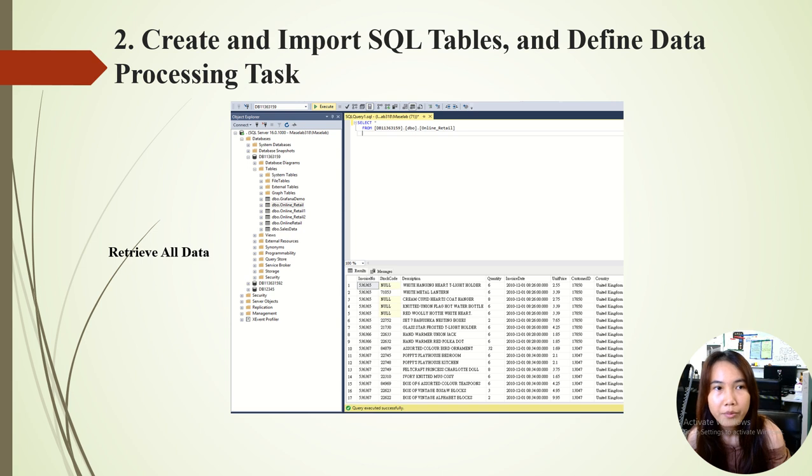Section 2, I will talk about creating and importing the SQL table and defining the data processing center. Firstly, I create a new database with my student ID. After that, I use SQL queries in Microsoft SQL. The first step was to retrieve the full data. This is my SQL query, and then these are the results for all data.